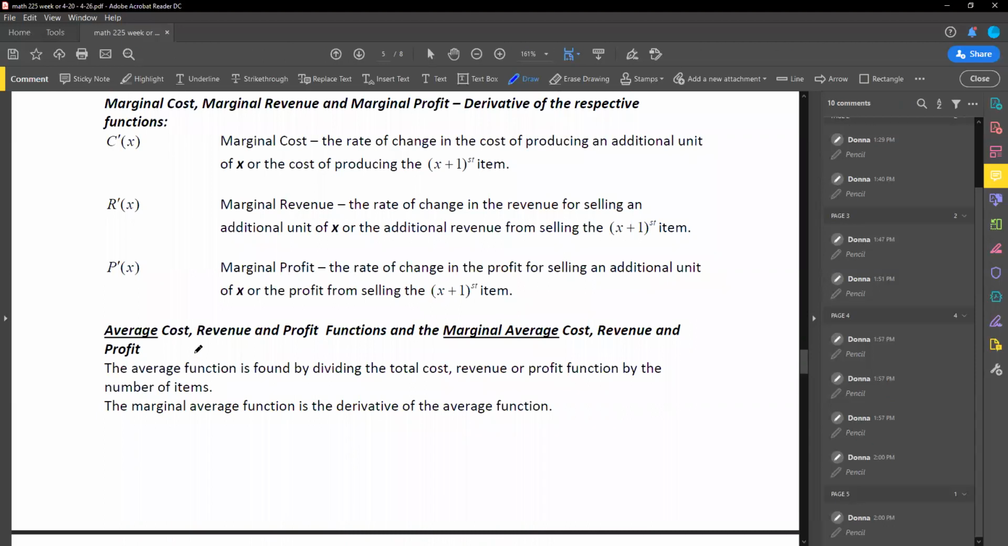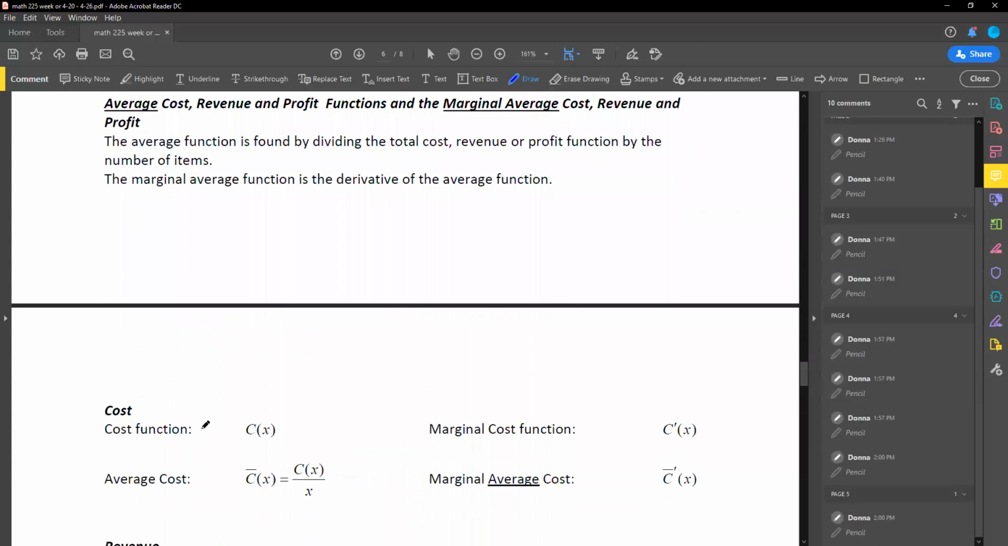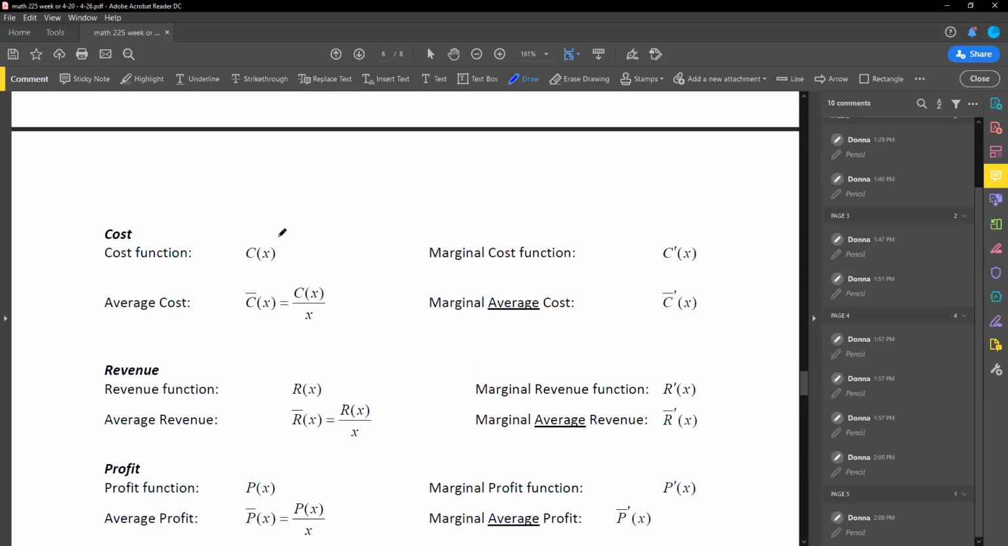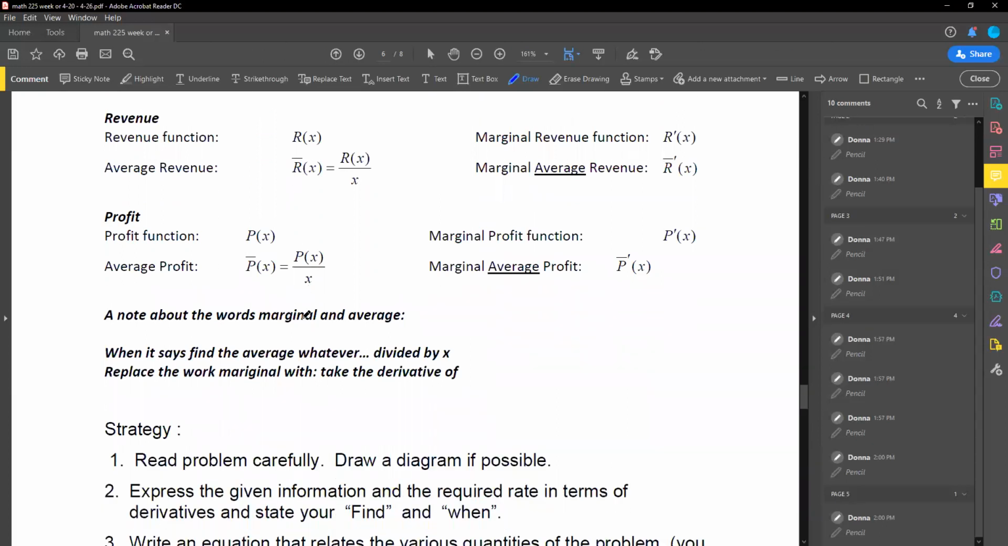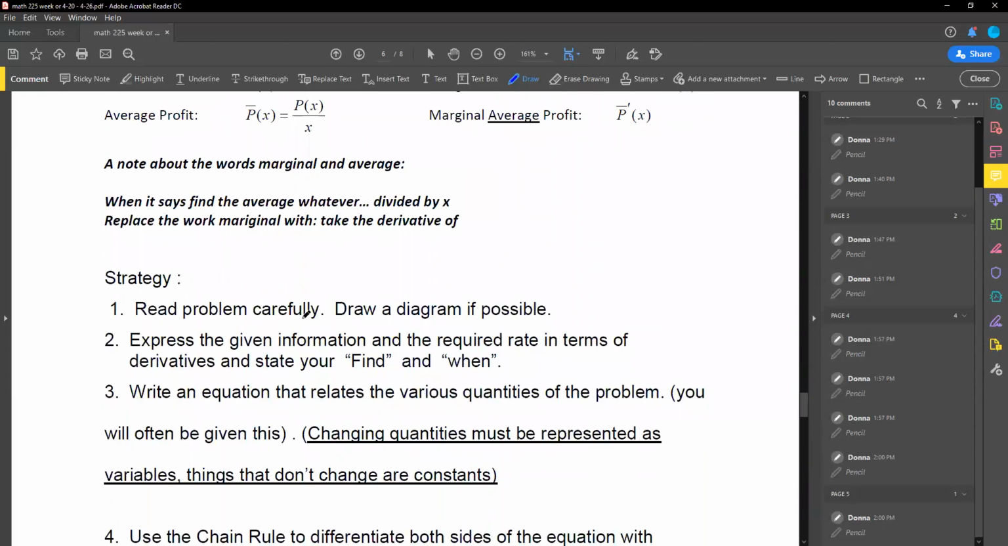Average, whenever you see the word average, simple average, just divide by X. Okay. And so that's what they have here, average cost, and they use a little C bar to represent it. They just divide the cost by X. If they have marginal average cost, the average cost means you divide it by X and then you take the derivative, right? So take the derivative of the average cost. Revenue, again, this would be your average revenue, and then the marginal average revenue is take the derivative of this guy. And same for profit, okay? So average, just divide by X, marginal, take the derivative.